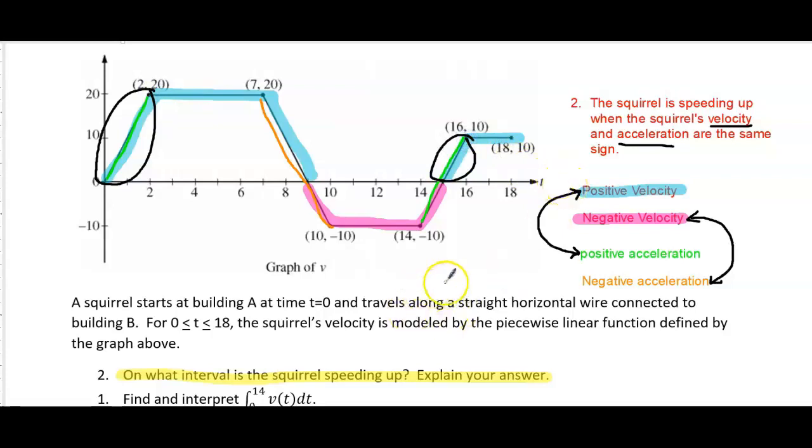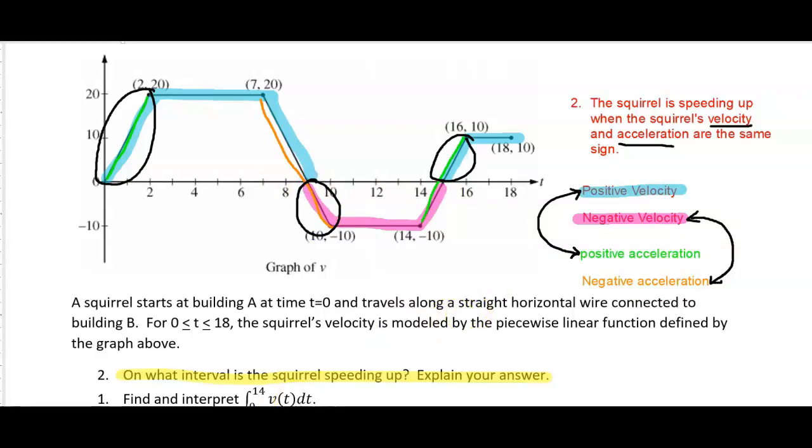I don't see any other places where there's a blue and a green, though. Now, another place where the squirrel is speeding up is anytime we have a negative velocity and negative acceleration. So that would be anywhere where we have a pink and an orange. And so there's only one place where that happens, and it's right here. So there are 3 intervals where the squirrel is speeding up.